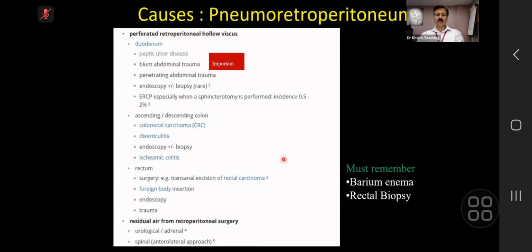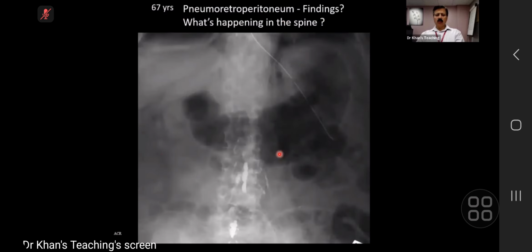So causes of pneumoperitoneum, you can also add it. I think this is from Radiopaedia, if I'm not wrong.